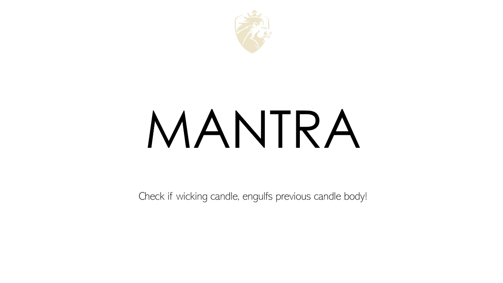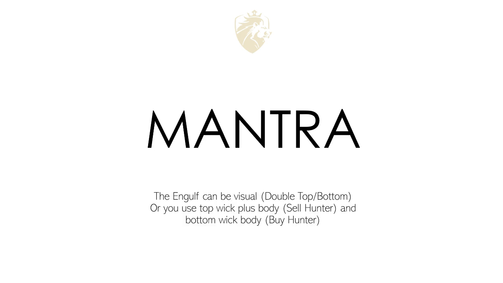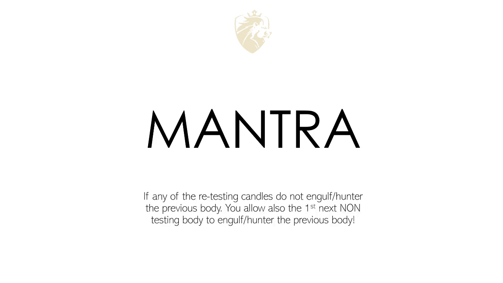Check if the wicking candle engulfs the previous candle body. And the engulf can be a visual double top or bottom, or you use top wick plus body for the sell hunter and bottom wick plus body for the buy hunter. This is where it gets a little bit more advanced, and we are going to look at that. If any of the retesting candles do not engulf the previous body, you also allow the next non-testing body to engulf the previous body.